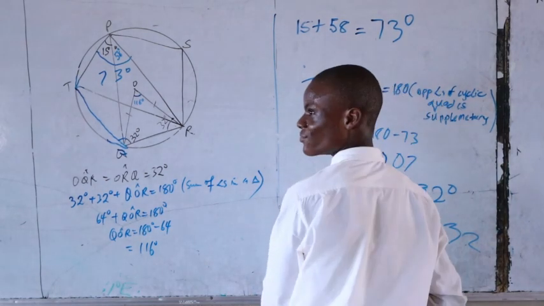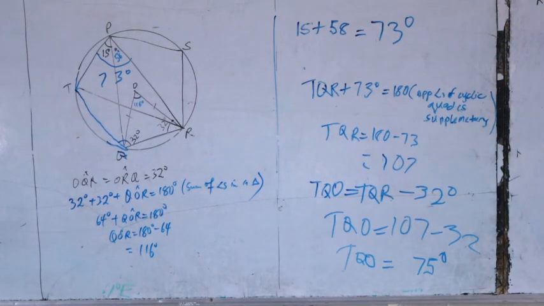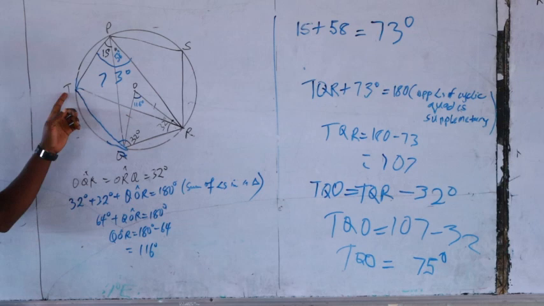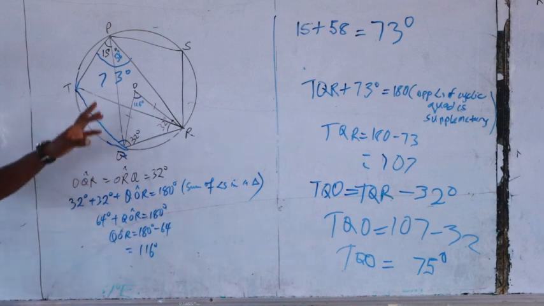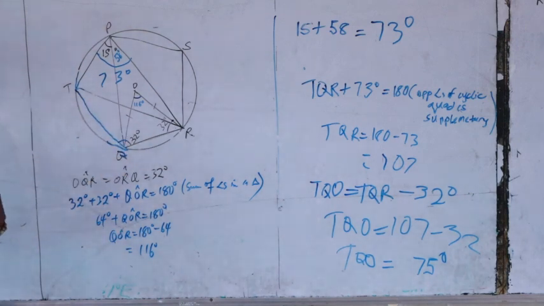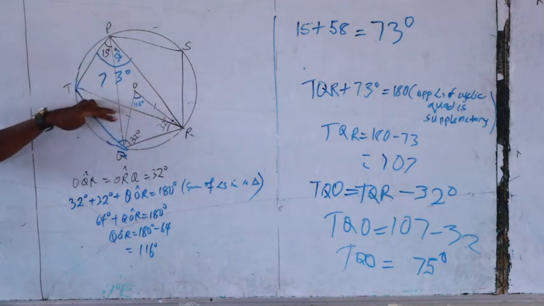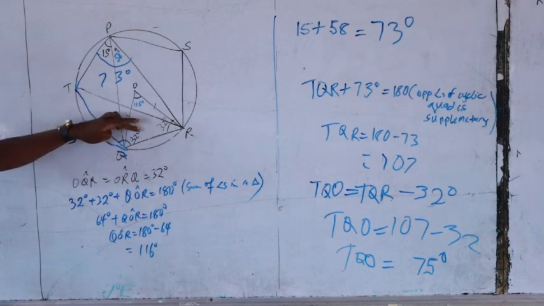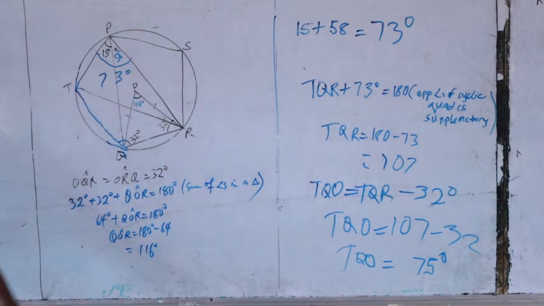Now look at this. If you want to get that TQO, listen. You must know that PTQR is a cyclic quadrilateral. And once you have this as 73, opposite to this one too, the whole angle here is 107. And once you subtract 32 from 107, the remaining one is TQO. Is that taken? I also have another one.